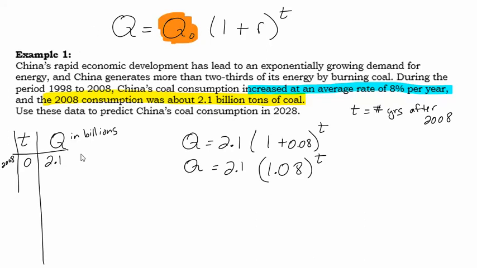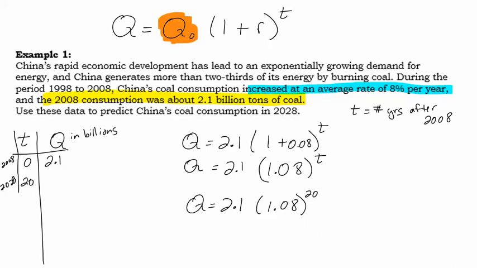Okay, now they want us to use the data to predict China's coal consumption in 2028. What T value is that going to be? Well, T is the number of years after 2008. So 2028 has a T value of 20, right? Because it's 20 years after 2008. So if I want to know what this output is, it's going to be 2.1 billion tons of coal times 1.08 to the 20th power. Because we're increasing by 8%, 8%, 8% every year for 20 years. So we have to multiply by 108% 20 times, or 108% to the 20th power.